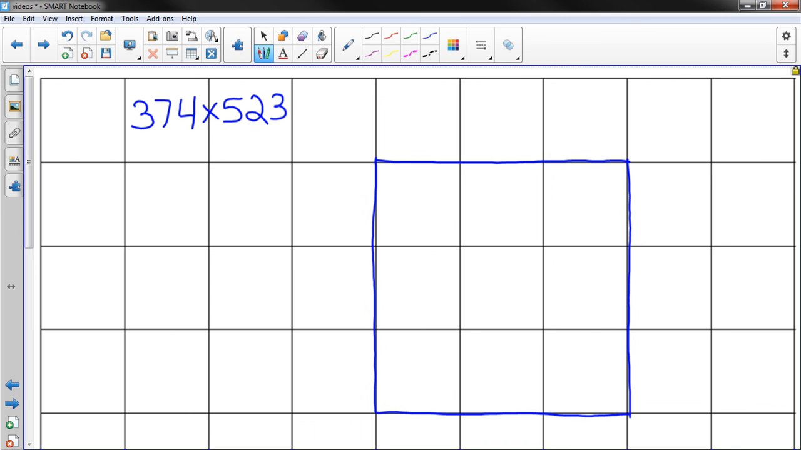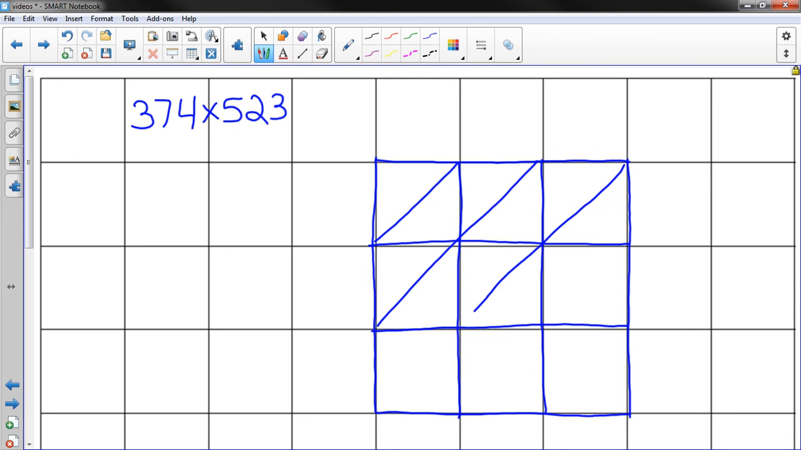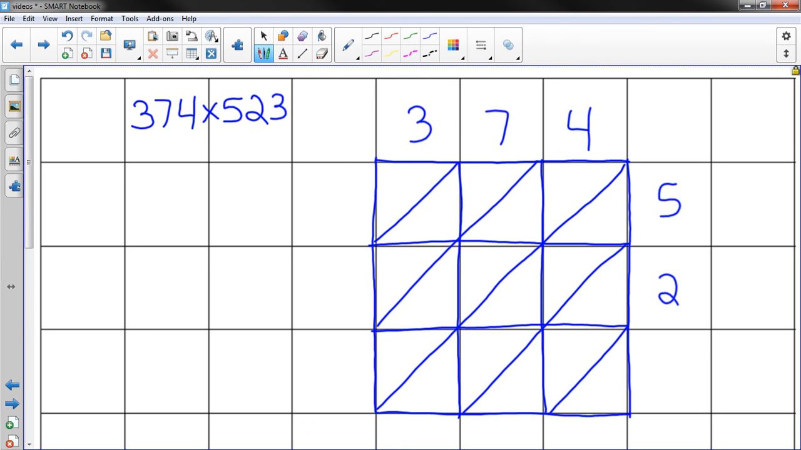Okay, now we're getting into a bit more of a challenging problem, but if you take it slow, I think you'll get it right. There's your lattice for a 3-digit by a 3-digit. Now we're just going to solve them, one column at a time. I like to do the columns, but you could do rows instead of columns, whatever works for you.